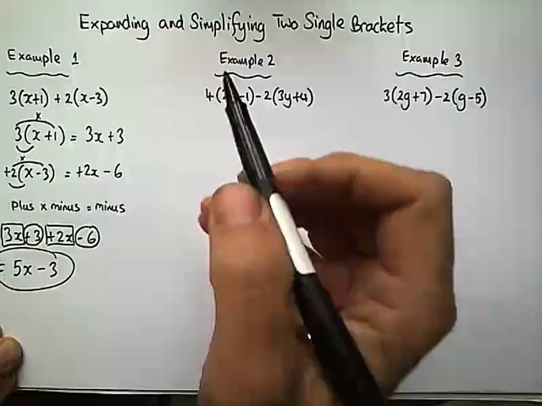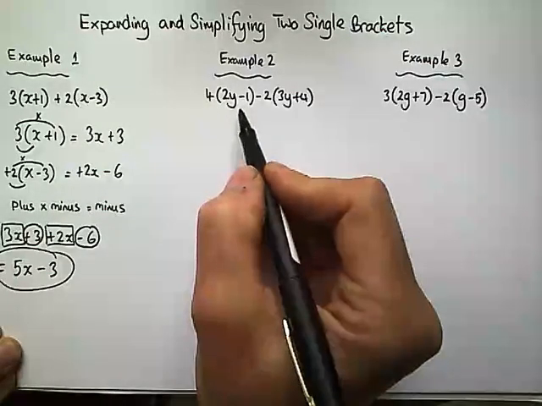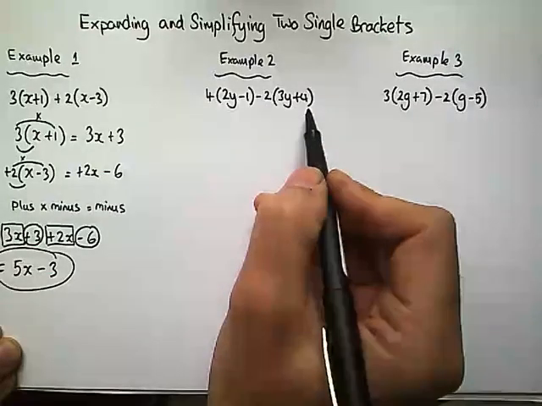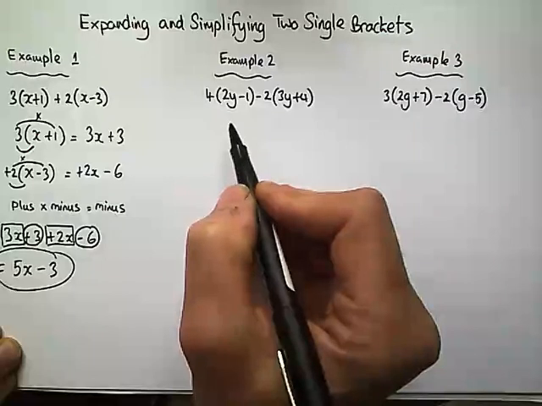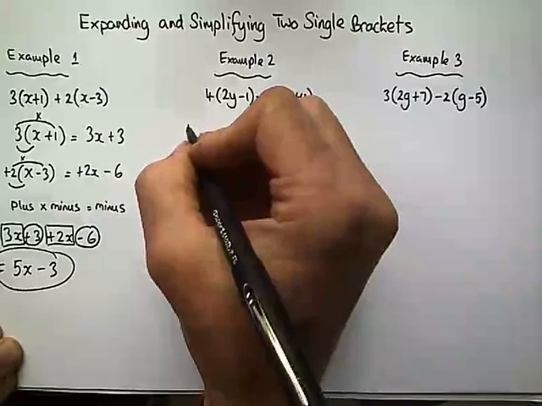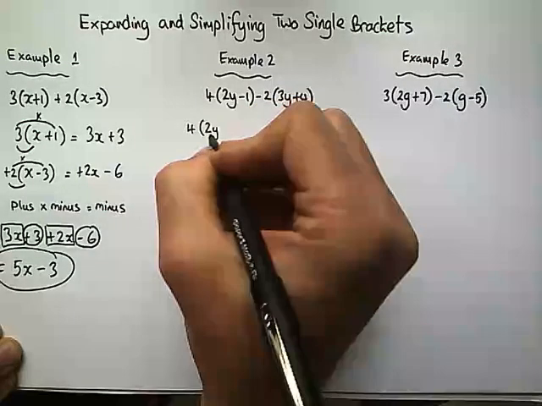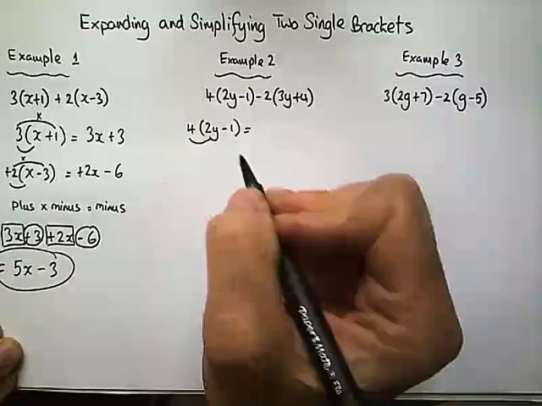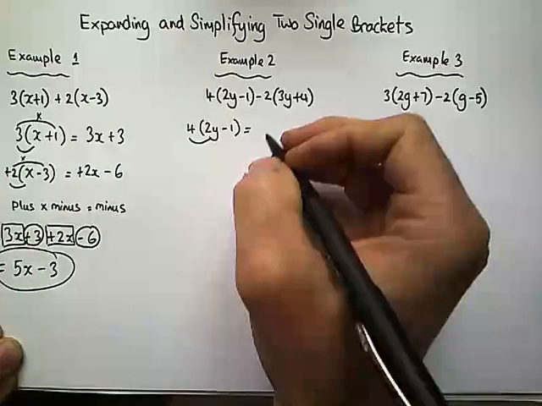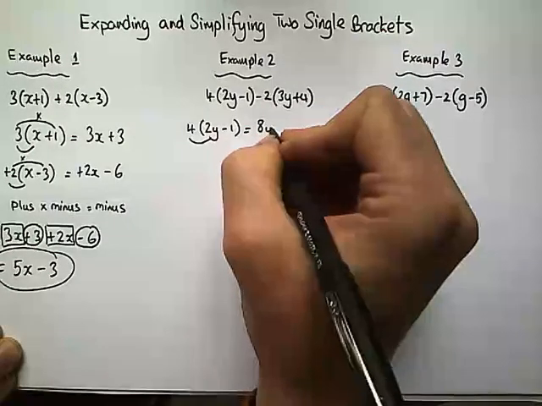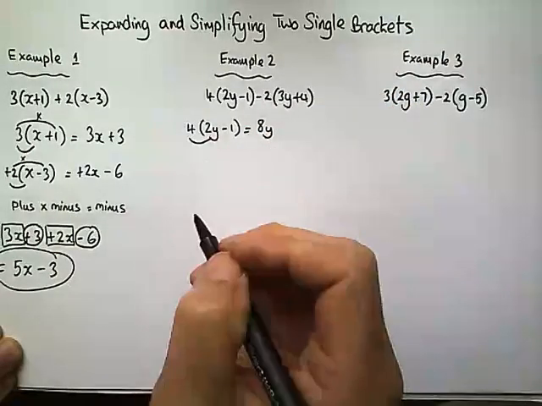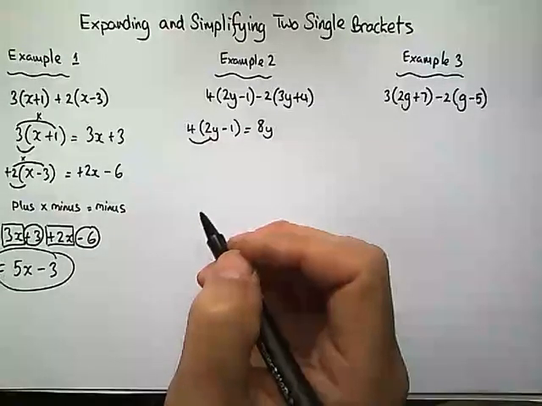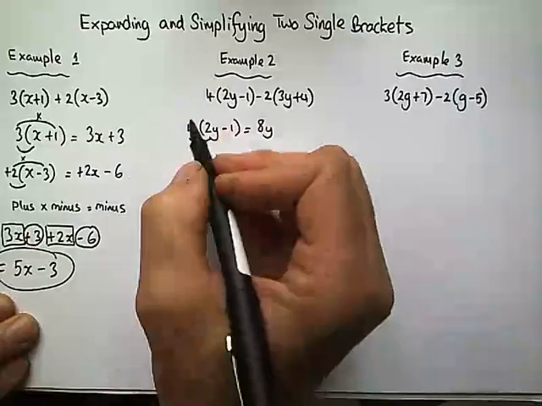Okay, so let's have a look at this second example. I've got 4 lots of 2y minus 1, take away 2 lots of 3y plus 4. So I'm going to expand each bracket first. I've got 4 lots of 2y minus 1. So I do 4 times 2y. 4 times 2 gets me 8. If I've got 4 lots of 2 anything, then it's 2, 4, 6, 8. So it's 8y. And then 4 lots of minus 1.